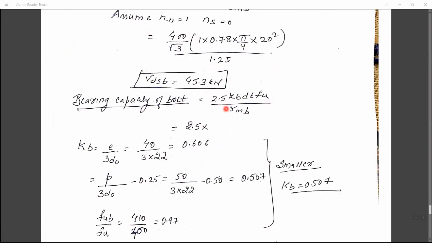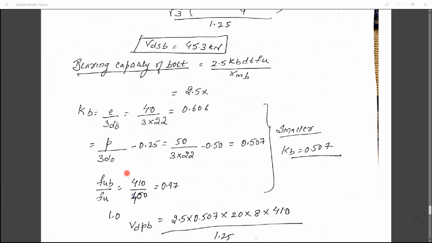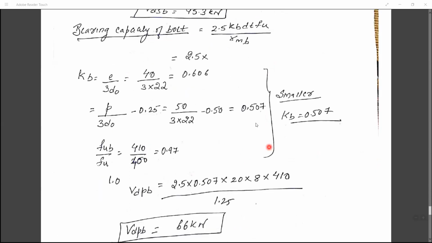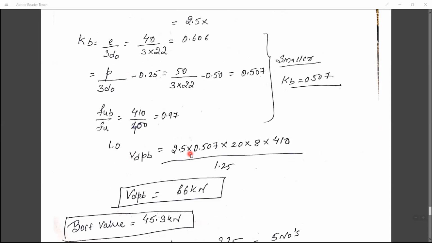Then the bearing capacity of the bolt is 2.5 kb dt Fu by gamma mb. If you look at the kb values: kb is E by 3d naught, 40 by 3 into 22; pitch distance 50 by 3 into 22 minus 0.25; then 410 by 400; 0.90; then that is 1. So select the smaller value, 0.507. So VDPB is nothing but 2.5 kb dt Fu by gamma mb, 2.5 into kb, which is 0.507.